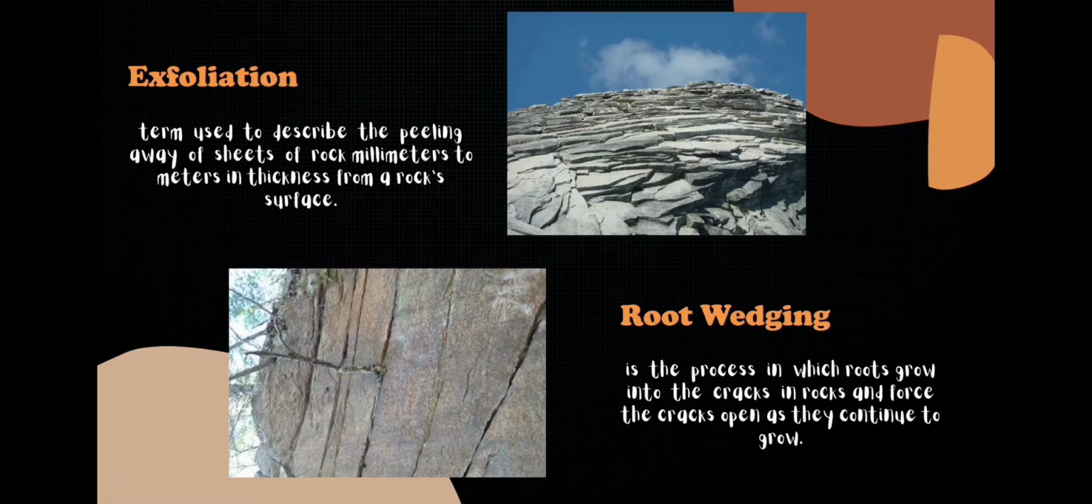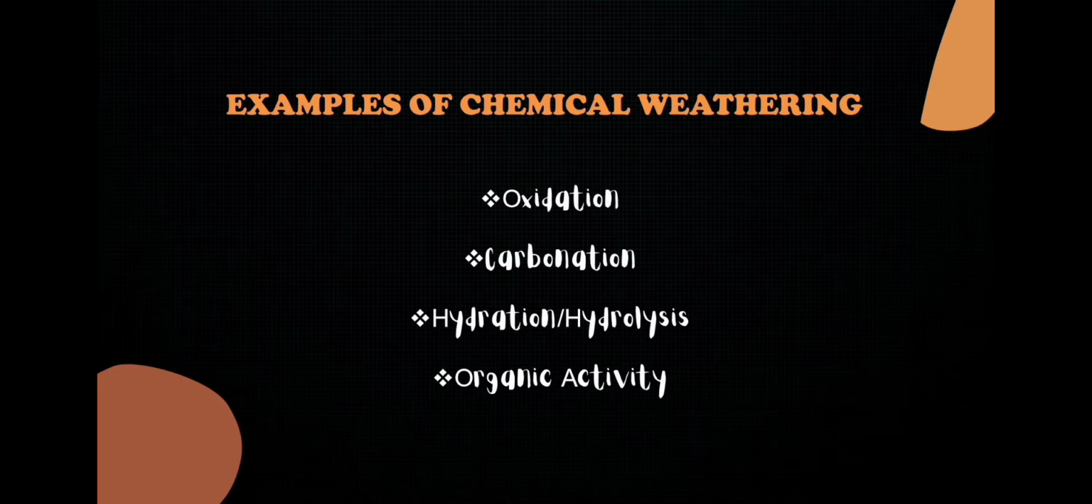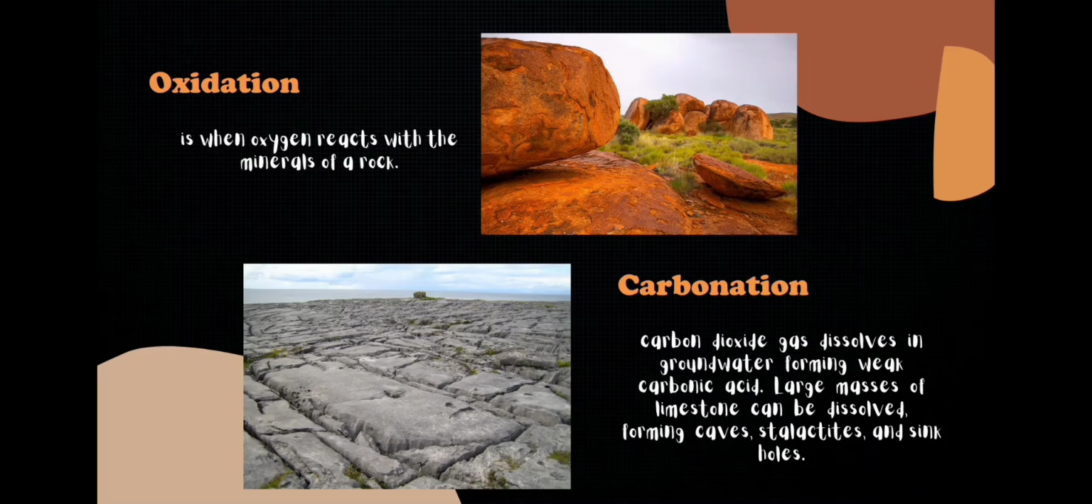So let's proceed to the 4 examples of chemical weathering. They are oxidation, carbonation, hydration or hydrolysis, and organic activity. First, let's talk about oxidation. Oxidation is when oxygen reacts with the minerals of rock. It happens when oxygen reacts with another substance to form oxides.